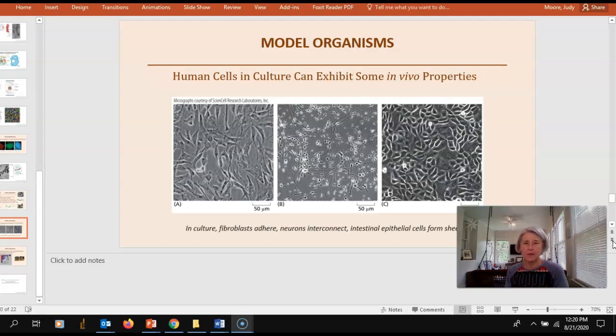So fibroblast cells, for example, characteristically adhere to their substrate, and you can see the shape of the fibroblasts on the left as they have these extensions that stick to the plastic of the plate. Neurons are known for their spontaneous ability to interconnect with one another. Of course, neurons are communication cells that rely upon interconnections, and you can see them developing in culture. And in part C, we have epithelial cells, which form sheets. Epithelial cells are known as covering and lining cells, and this sheet formation is characteristic.